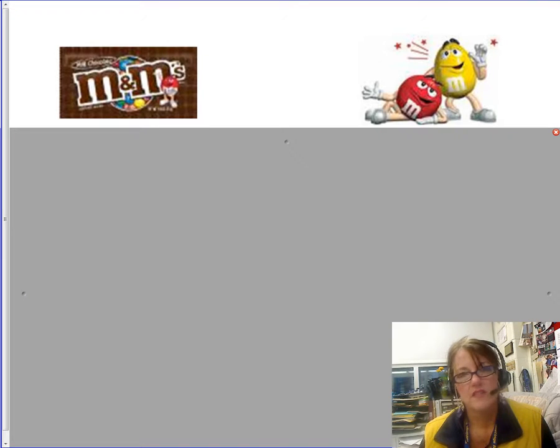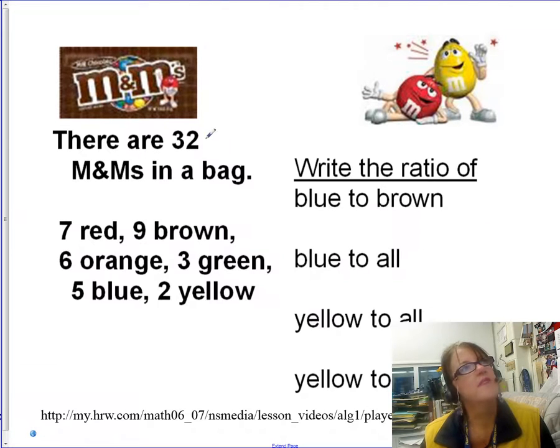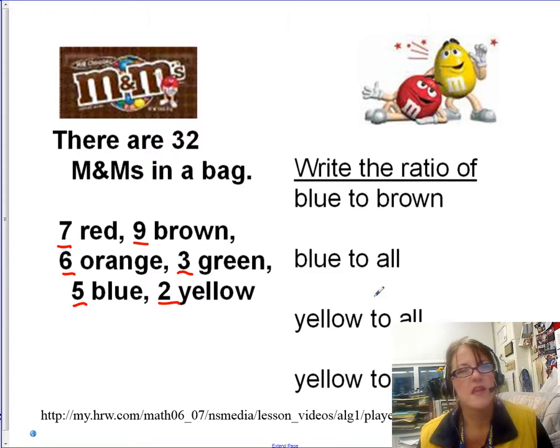Now, let's take a look. My favorite thing on the planet is chocolate. Say you got one of those small bags of M&Ms. You still have leftovers from Halloween. What? Who has leftovers from Halloween? Eat the candy. Here we go. So let's say that in this bag, you have 32 M&Ms. Of those 32 M&Ms, you have 7 that are red, 9 that are brown, 6 are orange, 3 green, 5 blue, 2 yellow. Yes, that actually ends up adding up to 32.